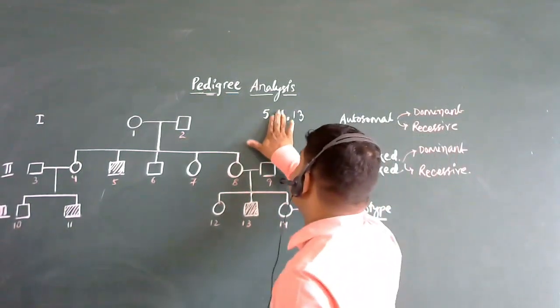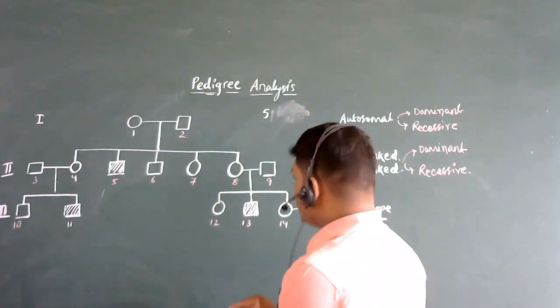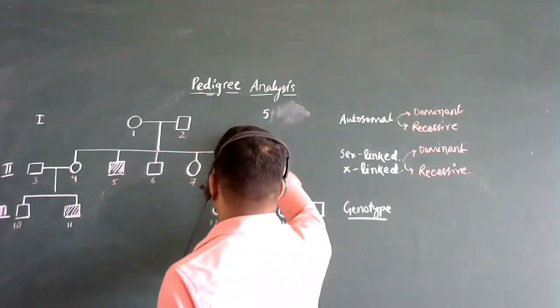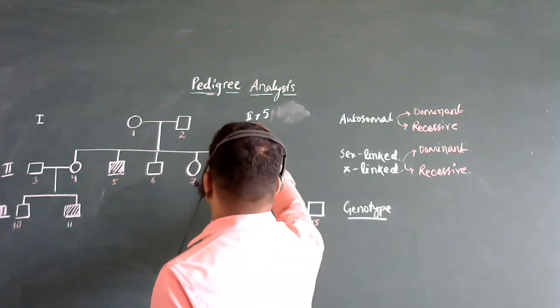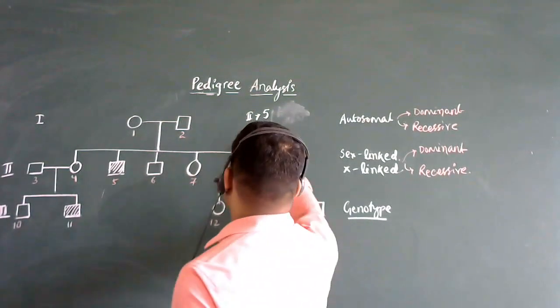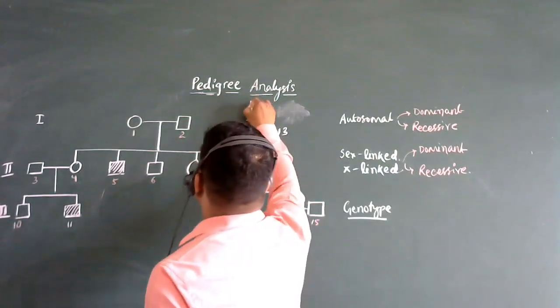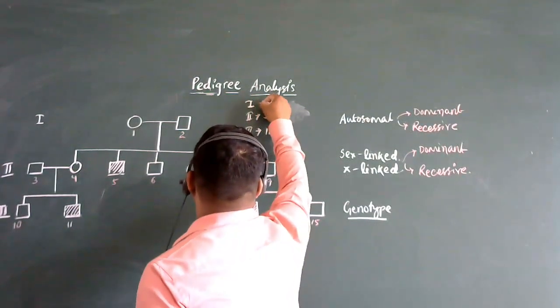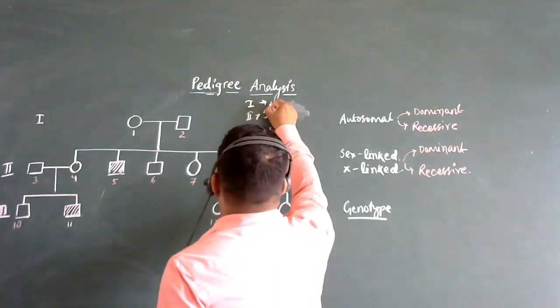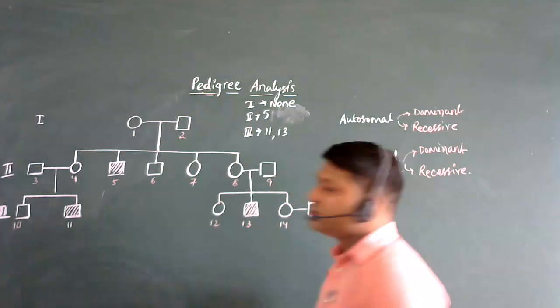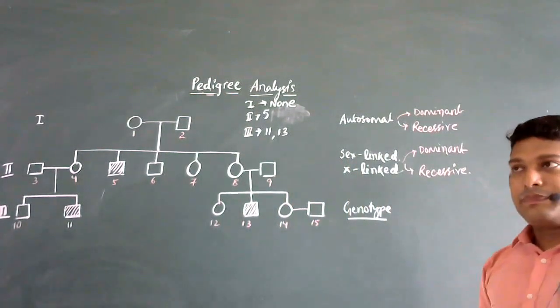Now, I'll change this a little bit and write it in a different way. From the second generation, we have this one, and from the third generation, we have individuals 11 and 13. If I talk about the first generation, we have nothing. None are actually affected by this particular trait.